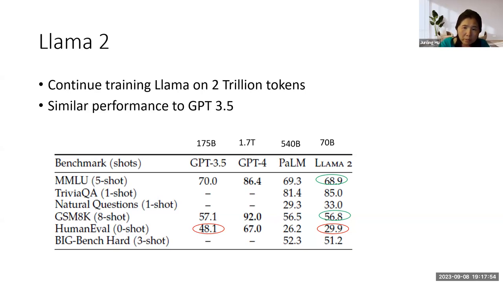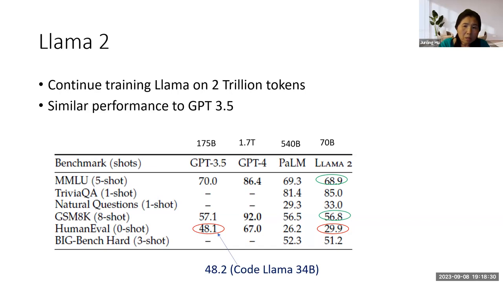However, there's one area Llama 2 didn't do well, which is coding. This implies that inside ChatGPT they incorporated both the language model trained on human text and also their internal Codex model, which later became Copilot. So they have a very good code generation model inside ChatGPT. Llama 2 didn't do so well on the coding side.